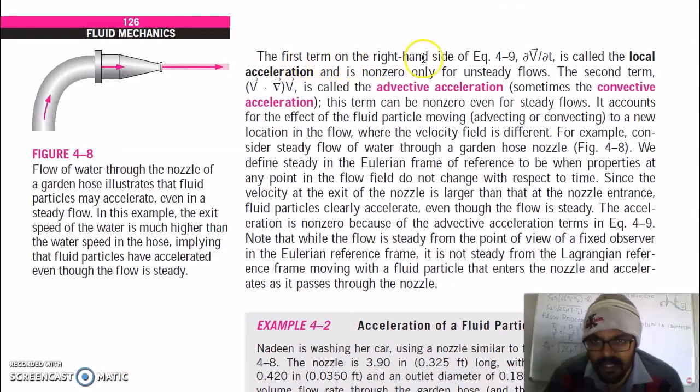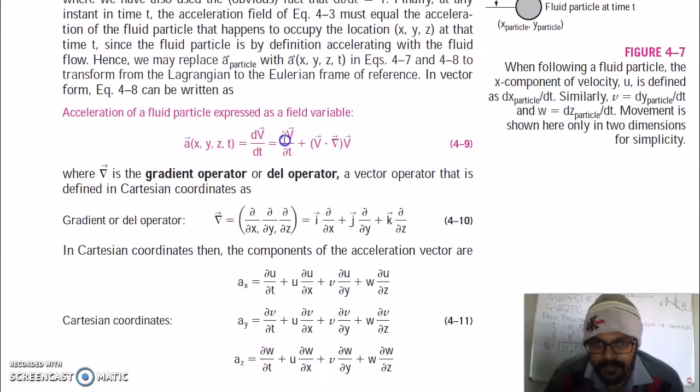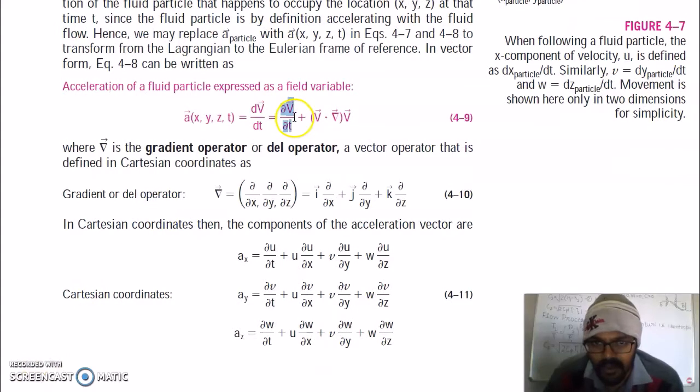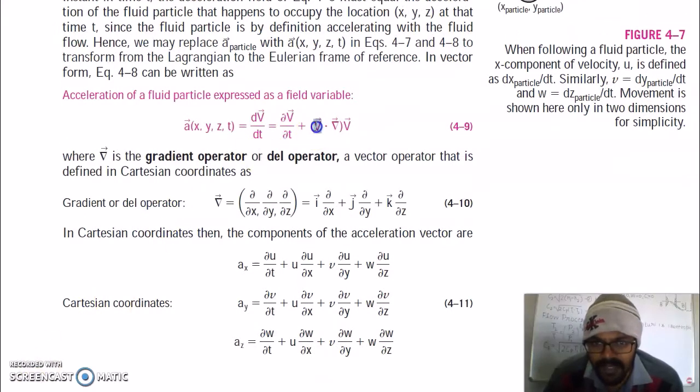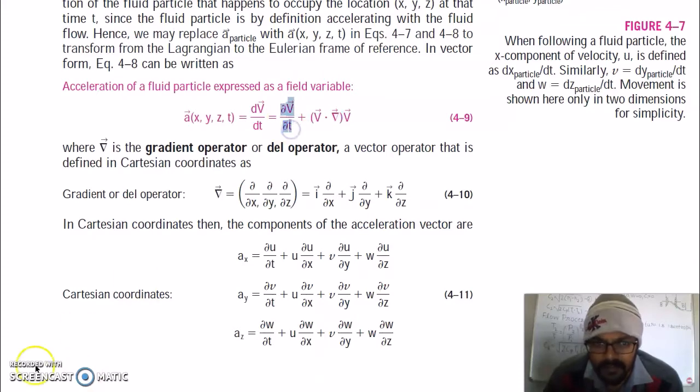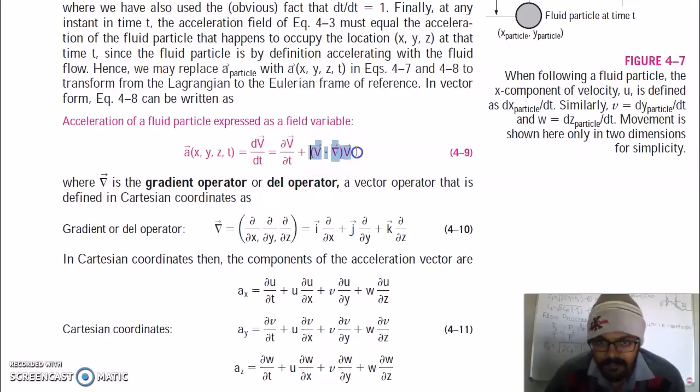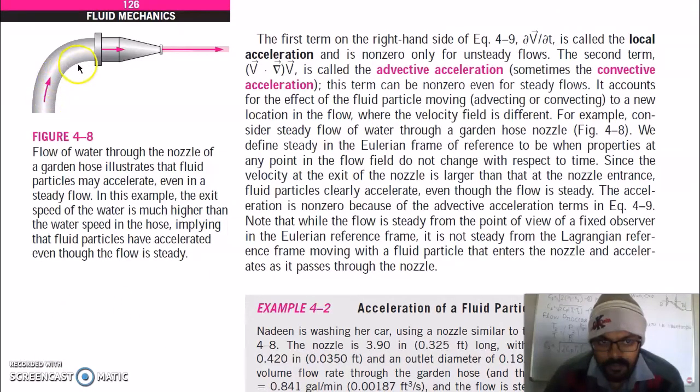The first term on the right hand side of the equation is called local acceleration. The second term is called advective acceleration. The first term is non-zero for unsteady flows. The second term can be non-zero even for steady flows. So this is an example here.